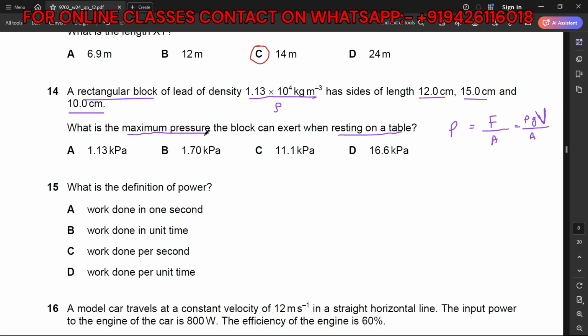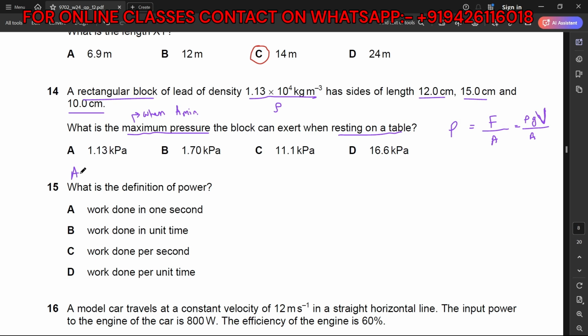But then we need to find out the maximum pressure. So maximum pressure can only be found when the area is minimum, because the smaller the denominator, the larger is the value of the fraction. So A will be minimum when I have the product of the minimum lengths out of the 3. So 12 and 10 are the minimum values. If I multiply 12 and 10, I'll have the minimum area possible, and that is how I'll get maximum pressure. So maximum pressure is when we have area minimum.